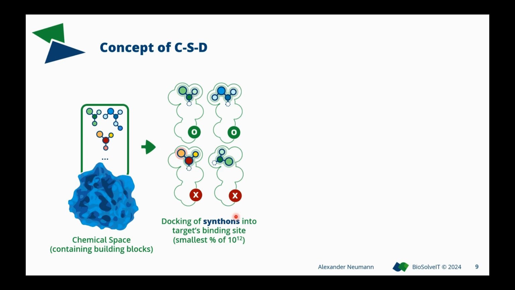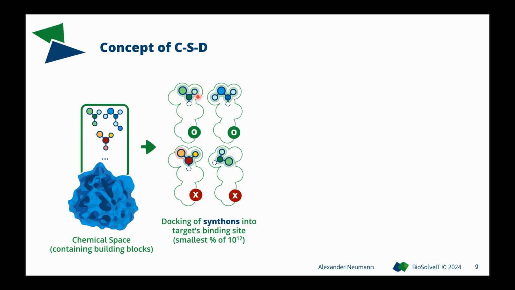What is the idea behind this one? The idea is we don't have to dock 10 to the power of 12 molecules. This will take a lot of time. But if we work with the smallest fraction of molecules, this is something we can easily handle, right? And once we dock them, we can actually pick out what fragments are even able to survive, okay?